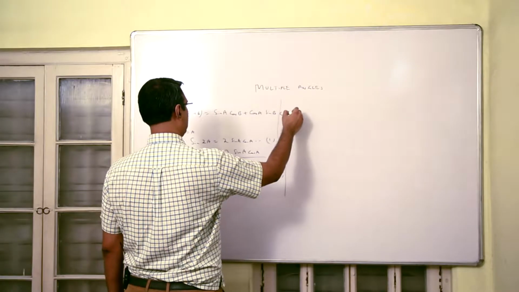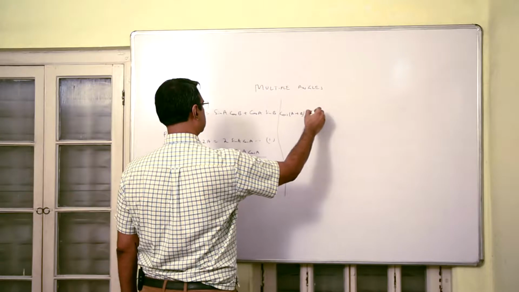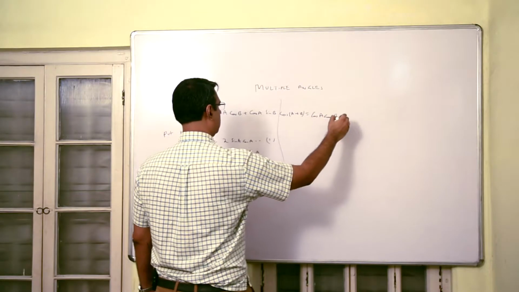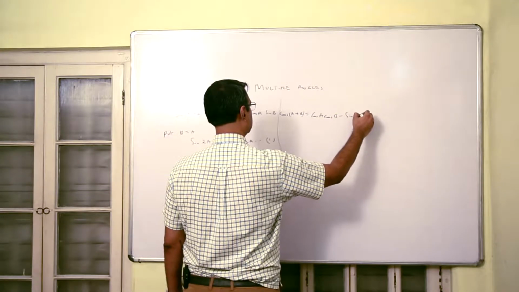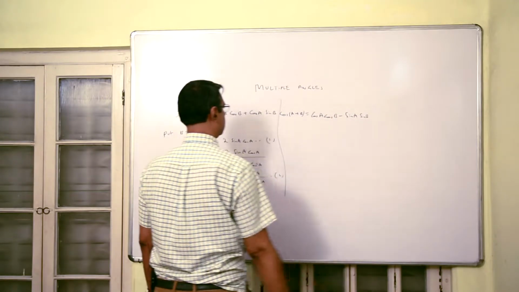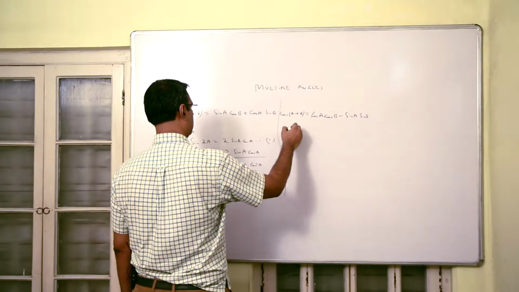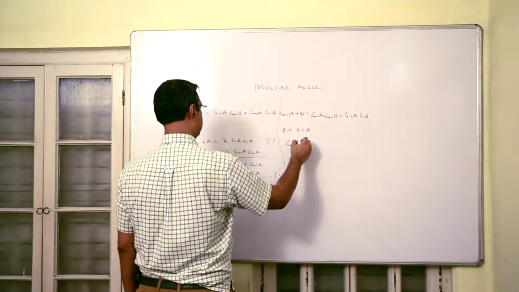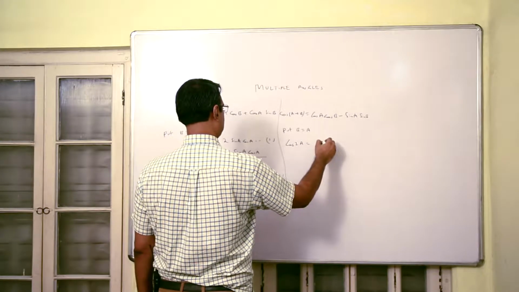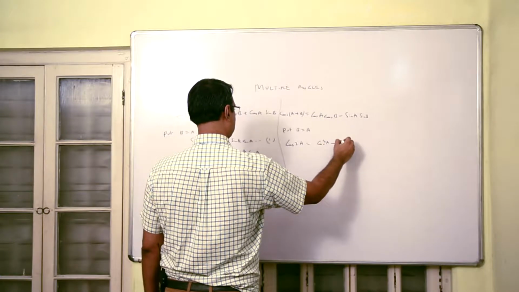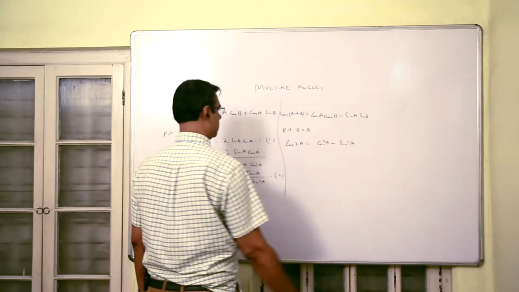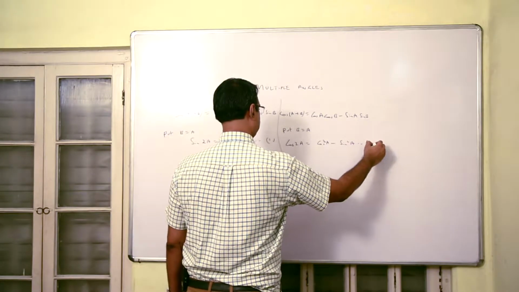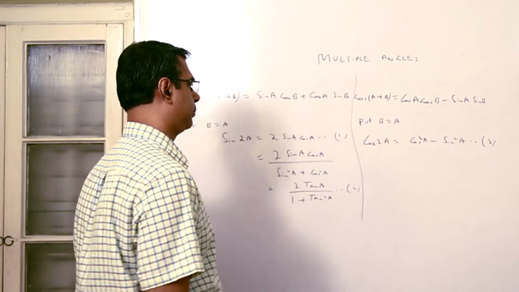You know that cos A plus B is cos A cos B minus sin A sin B. In this formula, if you put B equal to A, you will get cos 2A is equal to cos square A minus sin square A. This is the third formula of this chapter.